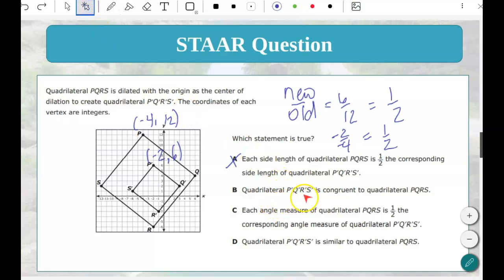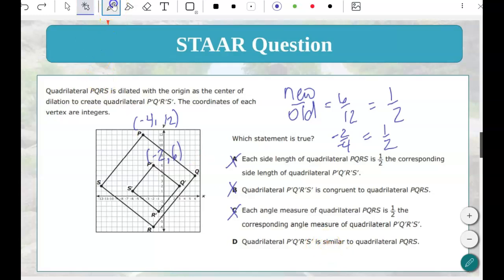For B, the new one is congruent. Nope, not going to be congruent. Remember, it's going to be bigger or smaller. Each angle measure of the quadrilateral PQRS is half the corresponding angle measures of the new one. The angle sizes do not change. So here's a new one to throw at us. This is actually the answer.